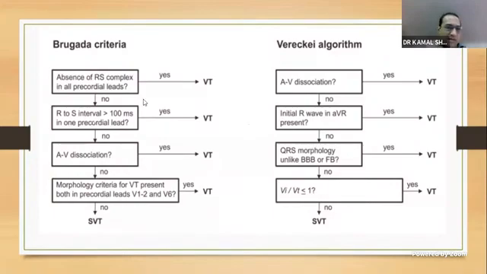So Brugada we all know: absence of RS in all precordial leads. Then look at the R to S interval, which is more than 100 milliseconds, which again is a VT. AV dissociation, which again is a VT, and then you go by the definitions.